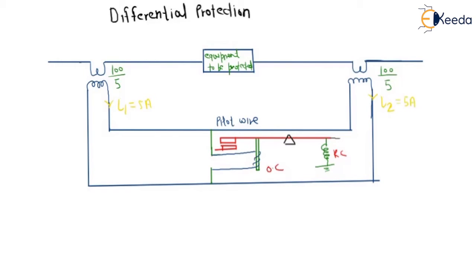So without any fault, there is no current in this operating coil. In general, the current in this operating coil is equal to I1 minus I2, and that will be equal to 0. In this branch the difference between I1 and I2 will flow, and without any kind of fault in the equipment we are protecting, this current will be 0.